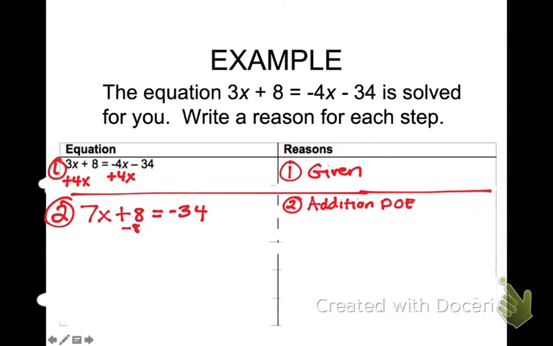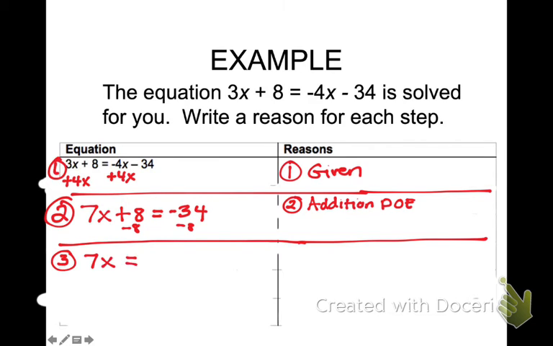Yeah, so I'm going to subtract 8 from both sides, and I'm going to put a line. And those lines aren't necessary. I just put them there to kind of organize my thoughts. So line 3, when we simplify that, the 7x comes down, your 8 goes away. Negative 34 and negative 8 is negative 42.